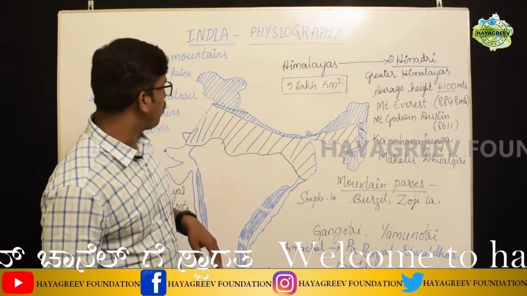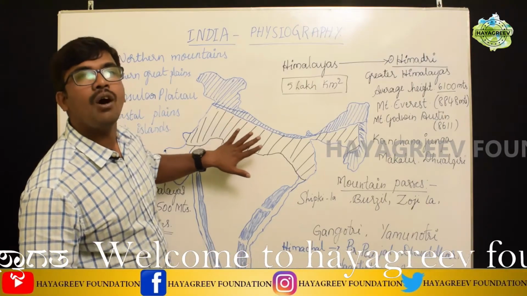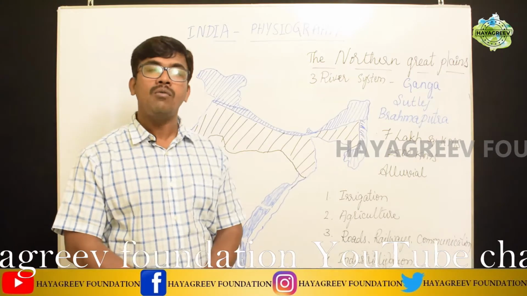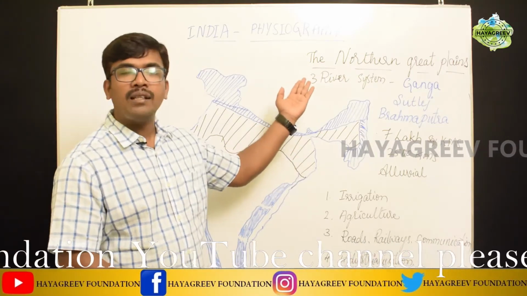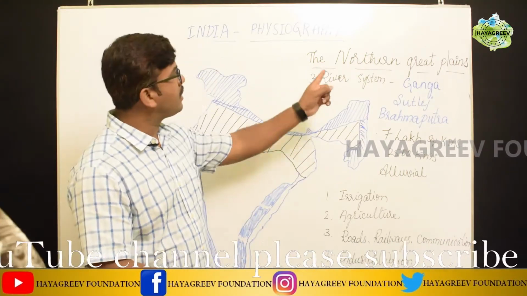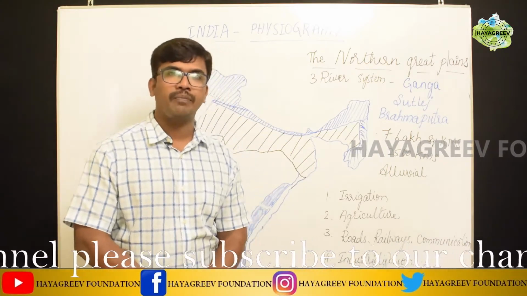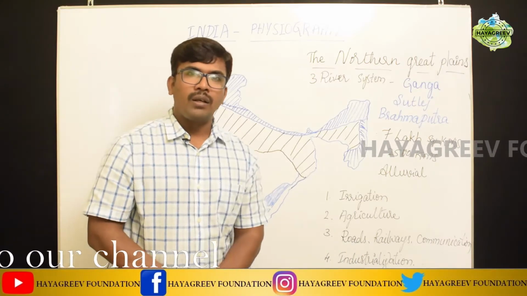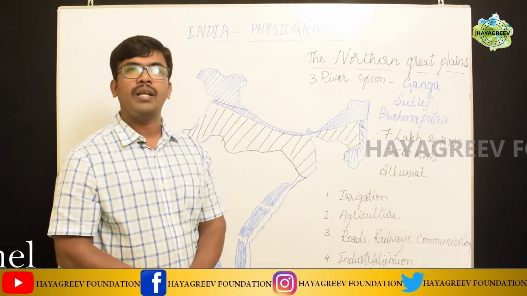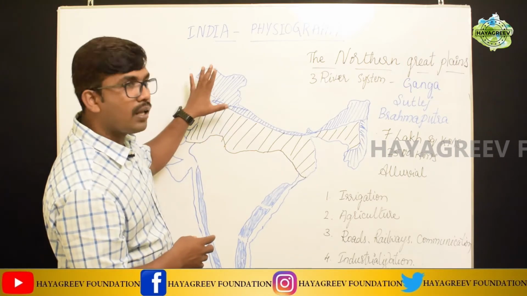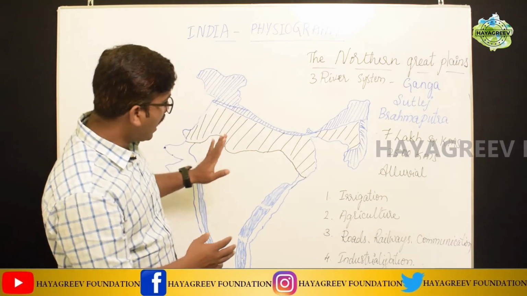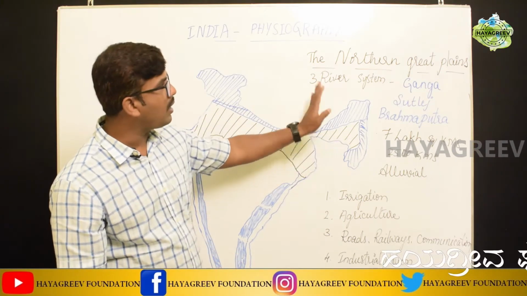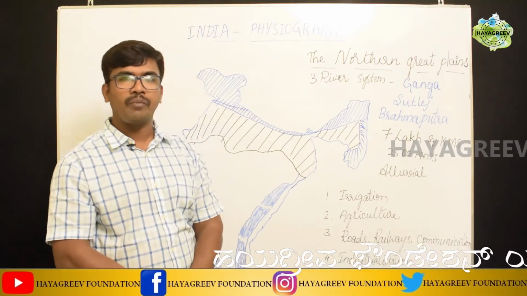Next, let us go to the Great Northern Plains. Students, after discussing the Great Northern Mountains, let us discuss another physical feature of India, the Northern Great Plains. The Northern Great Plains is located between the Northern Mountains and the Peninsular Plateau. The land in between is what we call the Northern Great Plains.